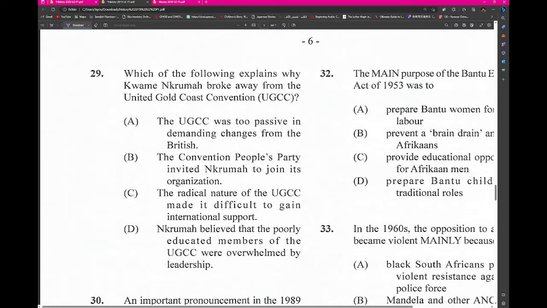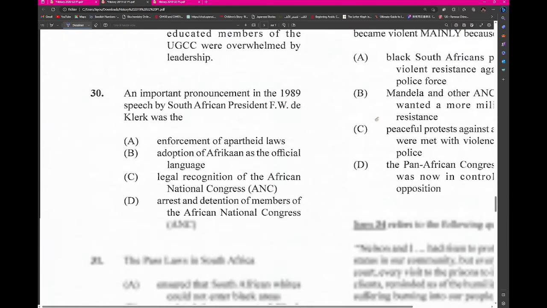Which of the following explains why Kwame Nkrumah broke away from the United Gold Coast Convention? Right? So the UGCC was passively demanding changes from Britain. Right? So he was radical.